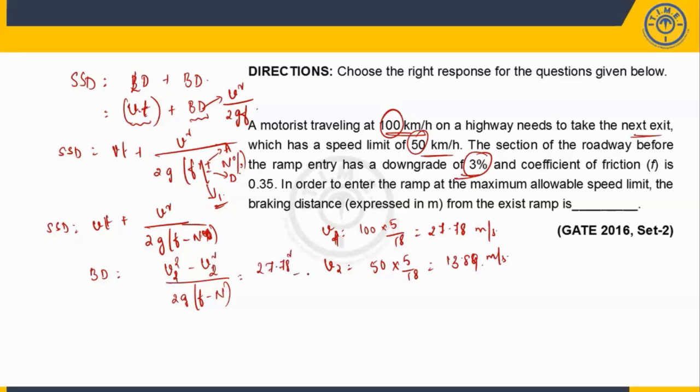So we got 27.78 square minus 13.89 square upon 2 into 9.81 into F, which is 0.35 minus 0.03. Can you tell me the answer? Calculations will be easier than the previous one.